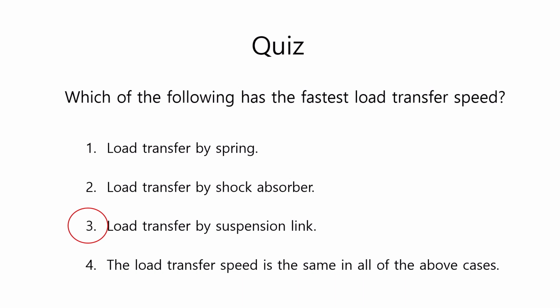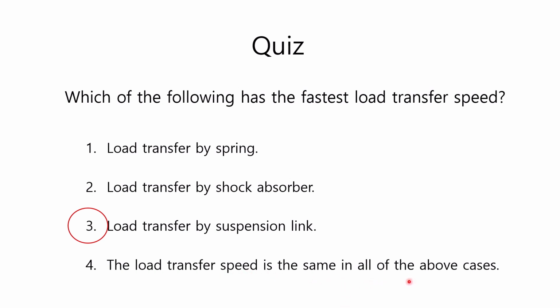Let's find the answer to the quiz. Which of the following has the fastest load transfer speed? Number 1. The spring transfers the load the slowest. Number 2. The shock absorber transfers the load faster than the spring, but slower than the suspension link. Number 3. The suspension link transfers the load the fastest, so it is correct. Number 4. The load transfer speeds in all of the above cases are different.